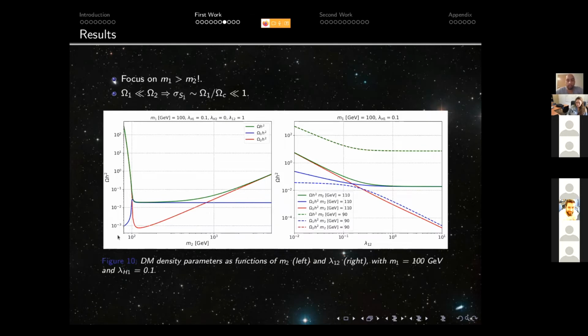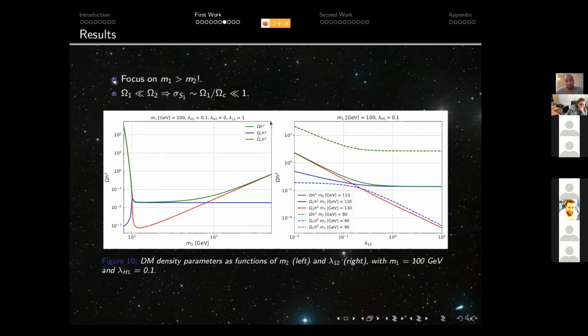But we have checked that the most interesting part was basically when we have this hierarchy, M1 bigger than M2, because in this regime we can obtain too low relic abundances for omega 1, or sorry, for S1, the first dark matter particle, which is the particle that can be seen at the experiments.